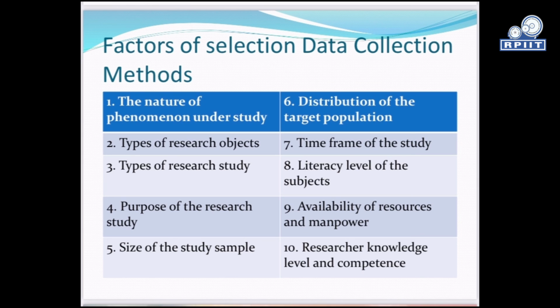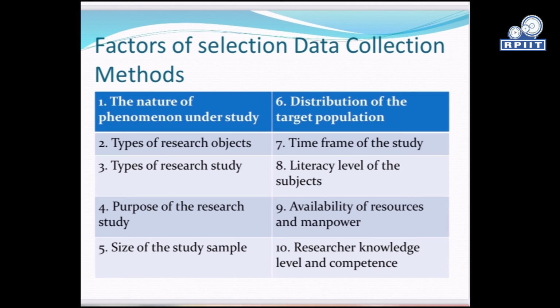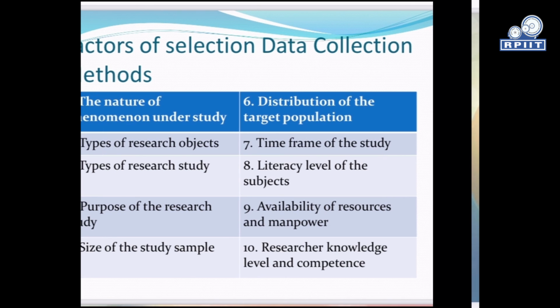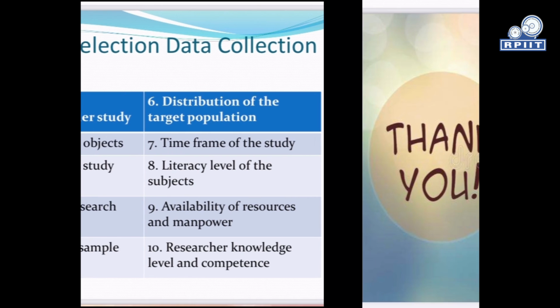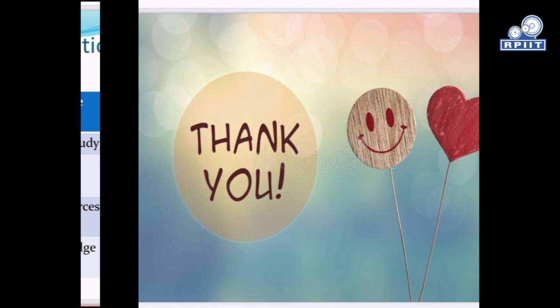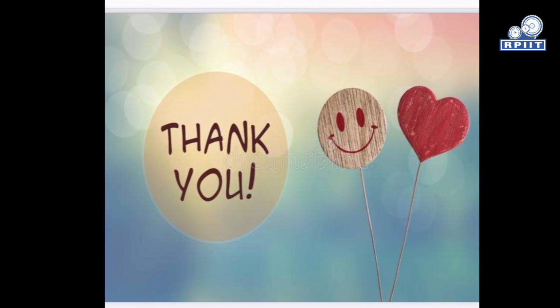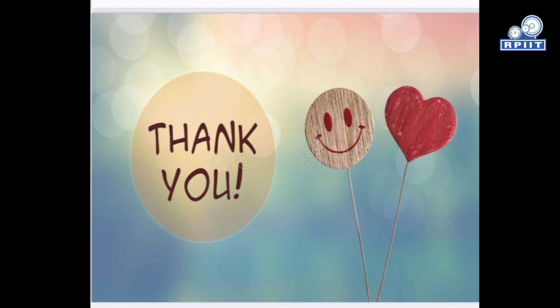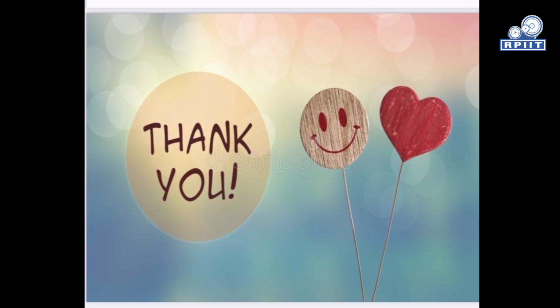Researcher knowledge level and competencies. The researcher's knowledge and competencies also affect the selection of methods of data collection. For example, conducting interviews and observation may require special social and psychological knowledge, skills, and competencies, while the use of questionnaires may not demand these skills.